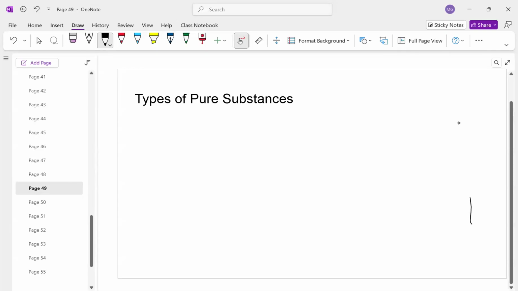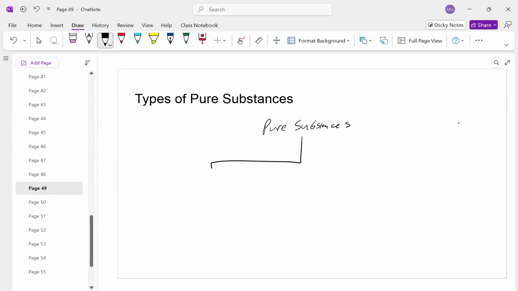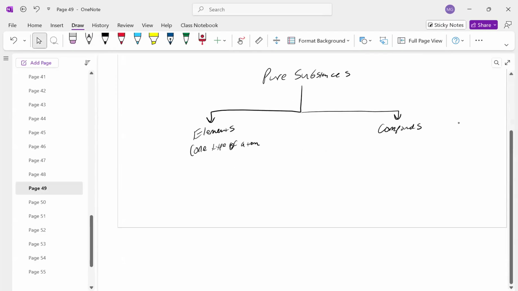And so I want to look at how we categorize pure substances. We break pure substances up into one of two groups: elements, which are things that consist of one type of atom, and compounds. And compounds contain more than one type of atom.